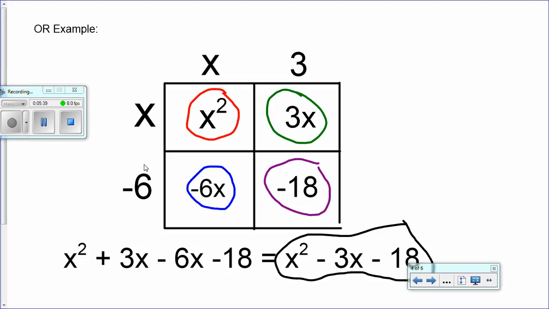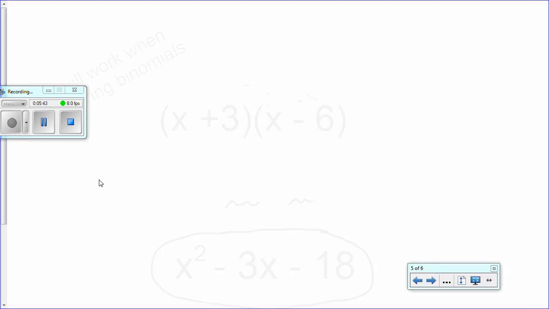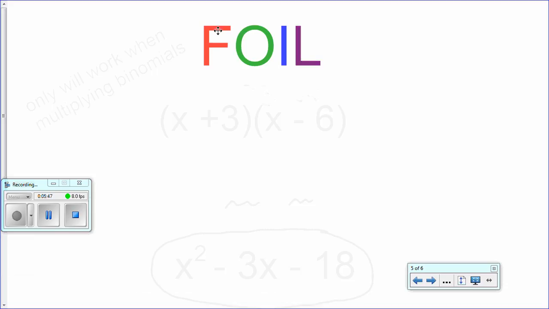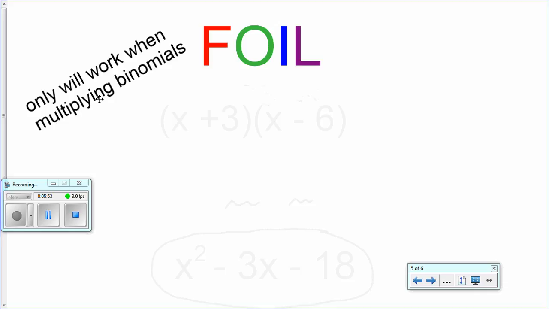So you can go ahead and use the Punnett Square, you can use distributive property, or you could actually use this next one called FOIL. So FOIL is just a shortcut way, a quick way of remembering how to do it. This is where the colors that we used came in. But it will only work when you multiply two binomials. It won't work with any trinomials or monomials, or polynomials in general.